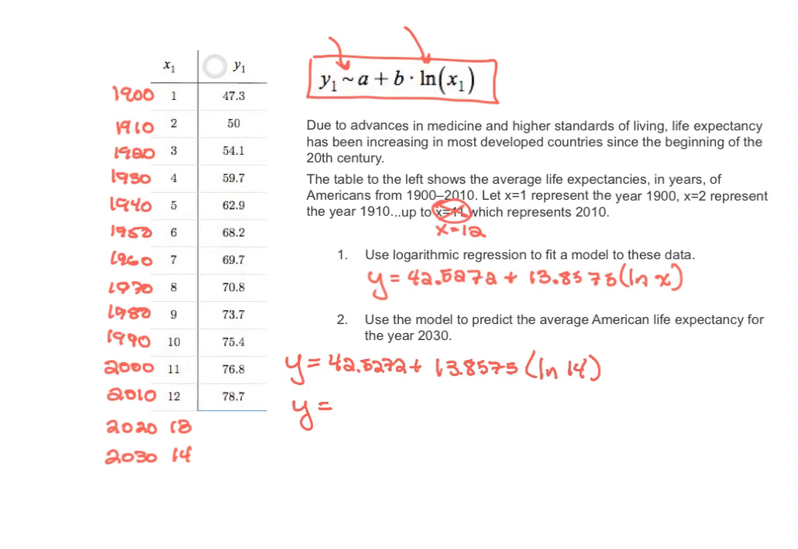I'm going to multiply that by 13.8575 and add that to 42.5272. And I get 79.0979. So in 2030, I predict that the average life expectancy would be 79.1 years. I'll write 79.1 years. And there is a regression problem for you to practice as homework, so get to it.